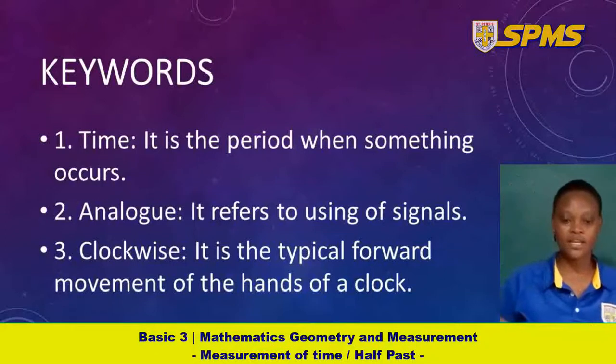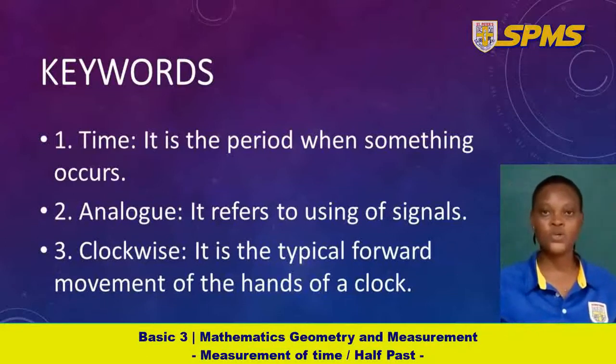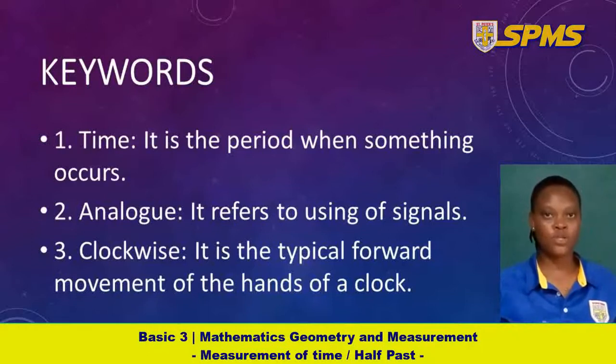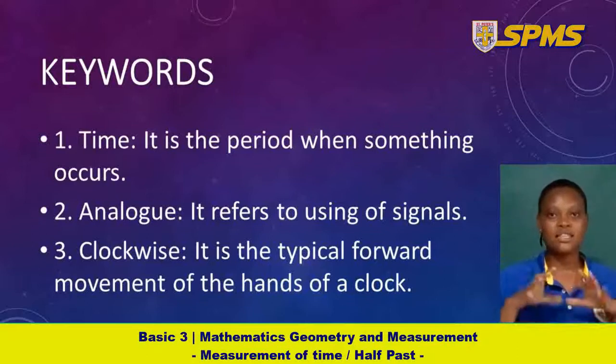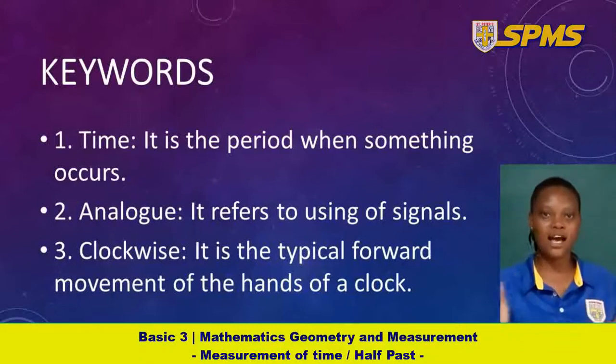Our next keyword is analog. Analog. It refers to using of signals. For example, we talked about the clock. We saw the hands on the face of the clock. Those hands are the signals. So the hands telling us the time makes us know that the clock is an analog clock because it has hands which tells us the time.